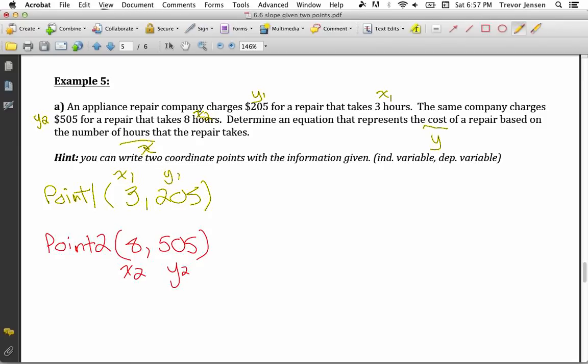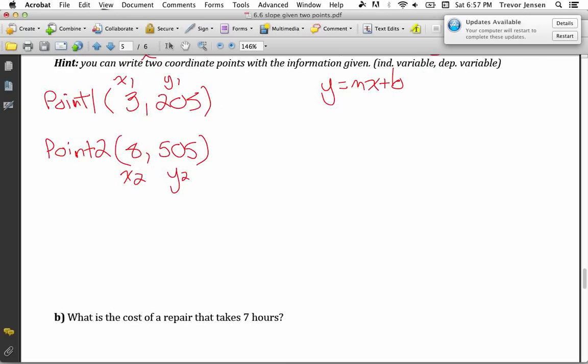It tells me to write an equation that represents the cost of a repair based on the number of hours. So if I want to write an equation, I want to write the equation in the form y equals mx plus b. So I'm going to need the slope. So let's start off by finding the slope. I'll just do it underneath the 2 points I have here. So remember, slope is equal to y2 minus y1 over x2 minus x1. So my slope equals 505 minus 205 over 8 minus 3.